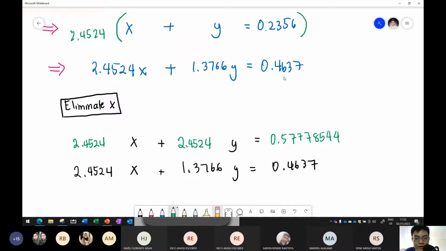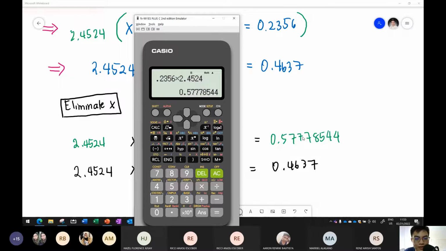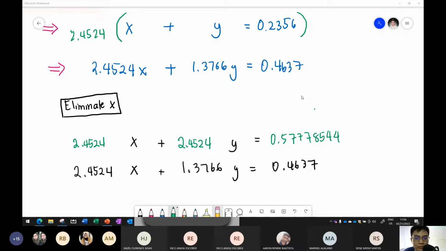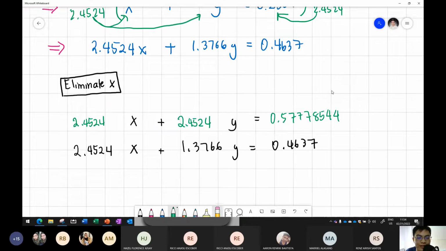Okay? So again, yung nakuha na 5777854 is obtained by multiplying this number here by 2.4524. Bakit ko uli minultiply by 2.4524? Kasi gusto ko nga ma-cancel out si x. And when I multiply x by this, kailangan damay sila lahat, to maintain linearity of the equation. May ganun.